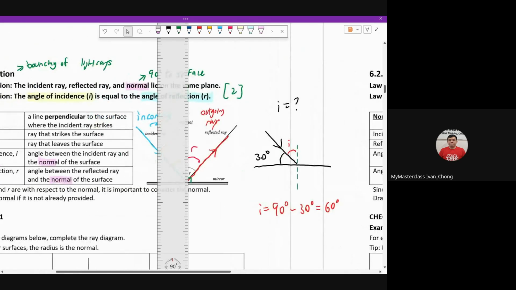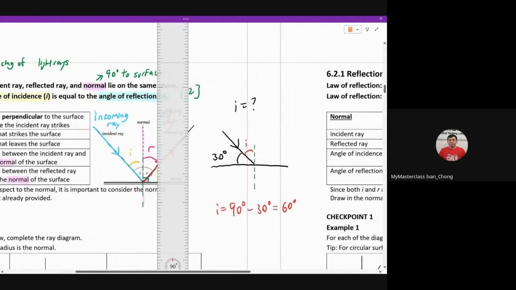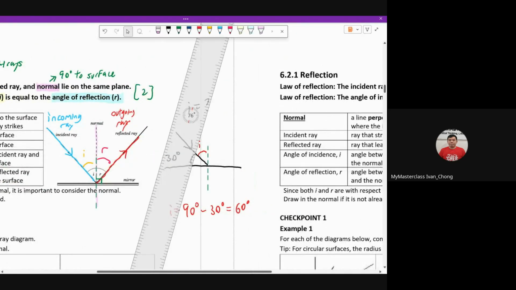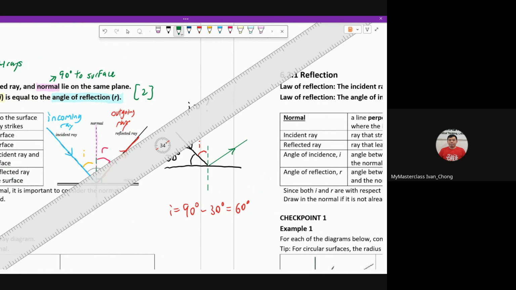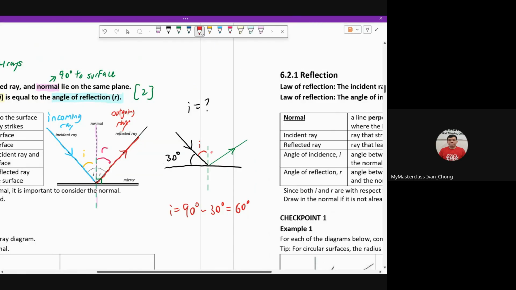Okay, so if you notice, our angle of incidence, I, is the same as my angle of reflection, R. So what this means is, if I just repeat this, you'll notice that I will form my angle of reflection. I'll call this R as well. So this I and R, they are the same. Both will be 60 degrees. So do take note about that.